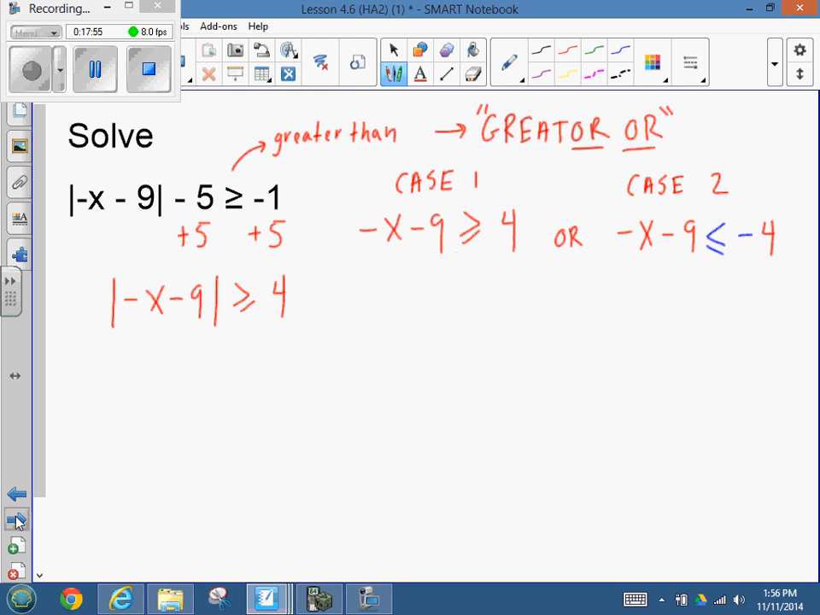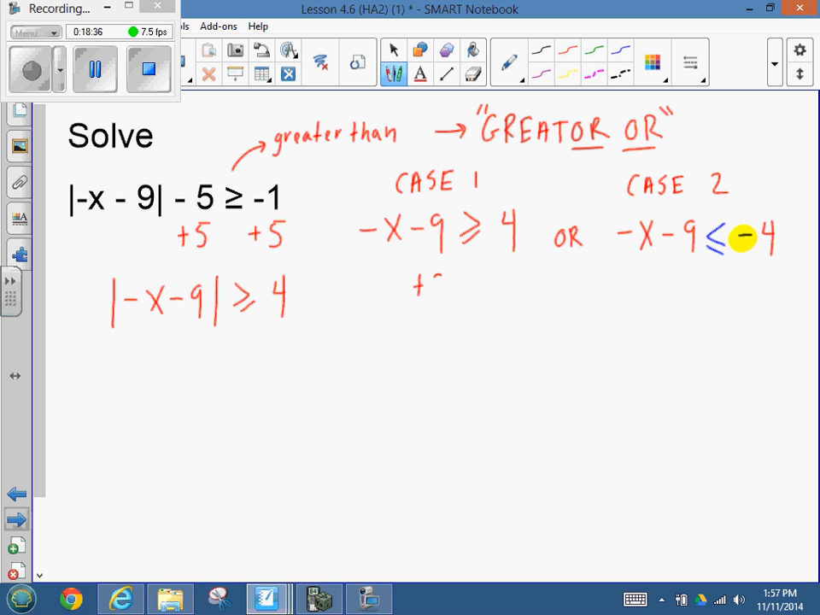Notice how case 2 differs from case 1. Case 1 is pretty simple. All you have to do is rewrite the problem without the absolute values. For case 2, though, you are going to have to rewrite what's inside the absolute value and flip the sign, because we're introducing a negative on the 4 to do both of our cases. And anytime you introduce a negative in an inequality problem, we know that we're going to have to flip a sign. Then you're going to solve out both cases.